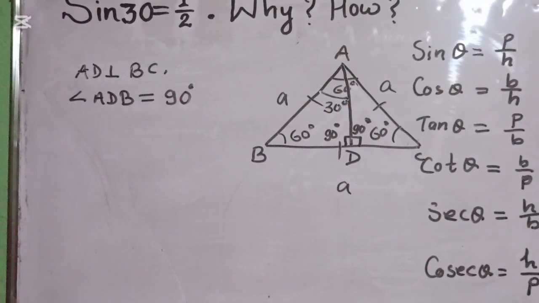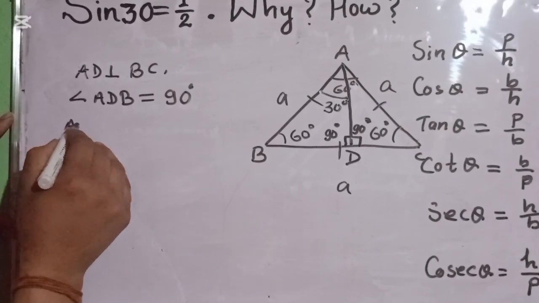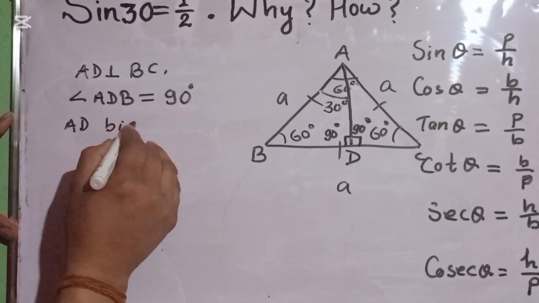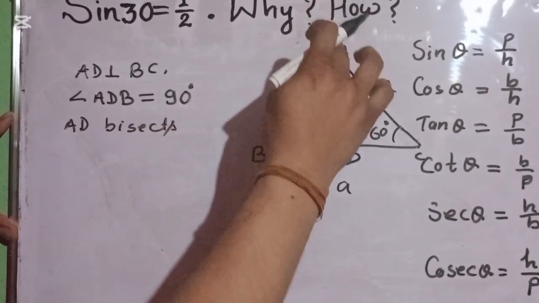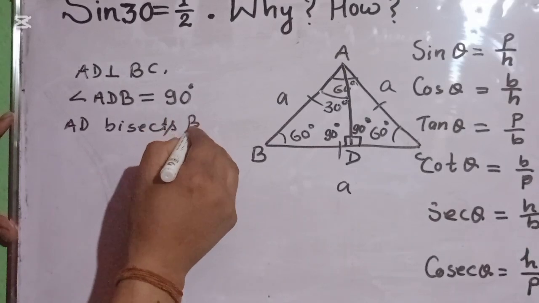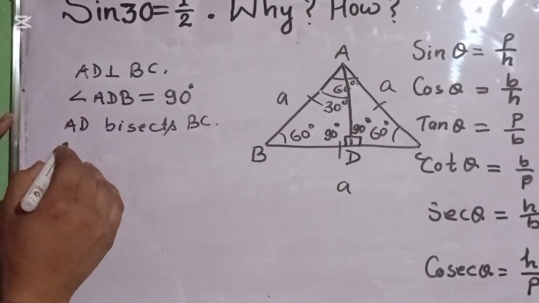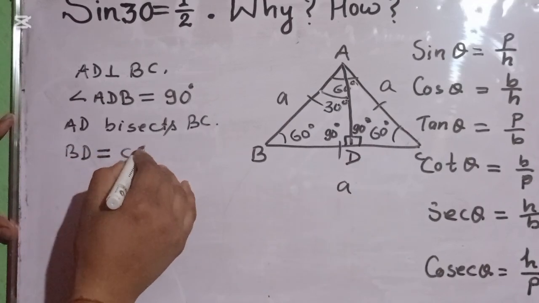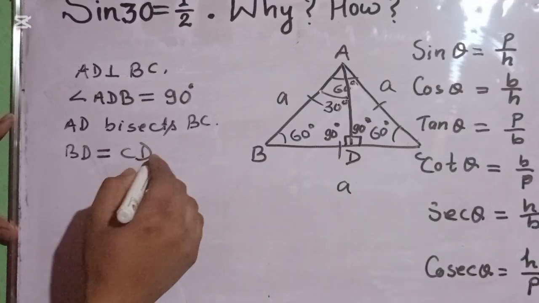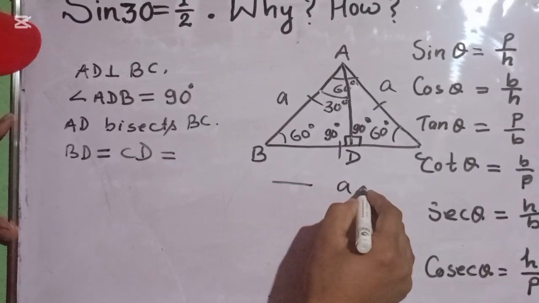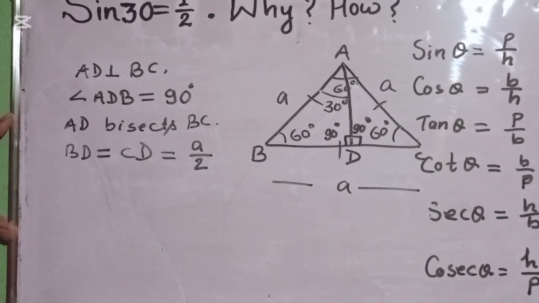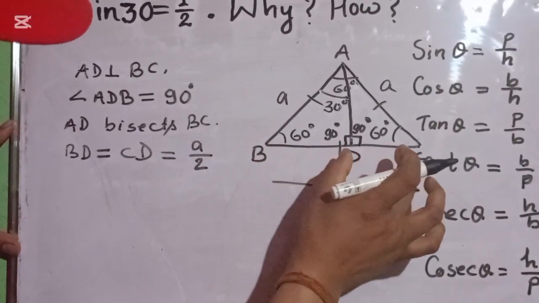So this is 30 degree, and we know that AD is perpendicular to BC, that's why AD bisects BC. AD bisects BC, that's why BD equals CD. These two parts will be equal. Total part it was A, then its half will be A by 2. This part will be A by 2 and this part also will be A by 2.